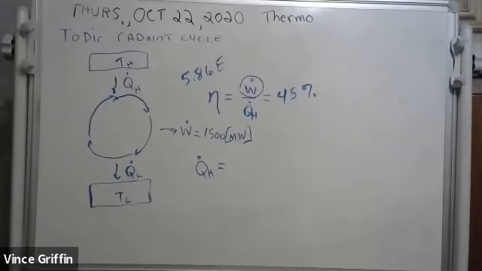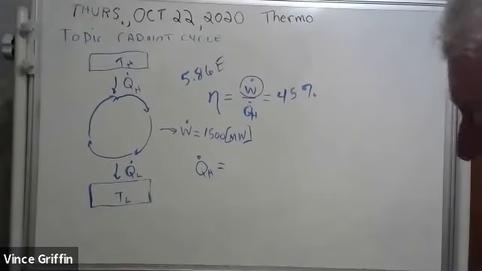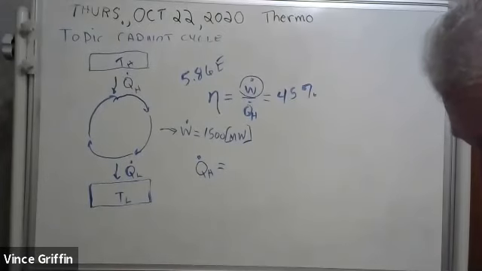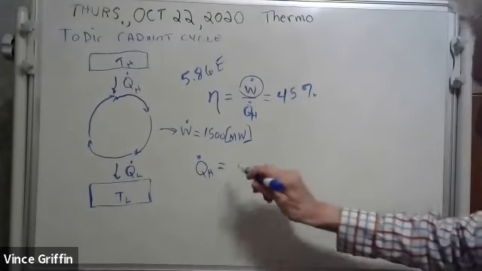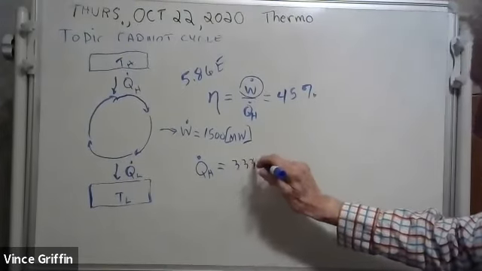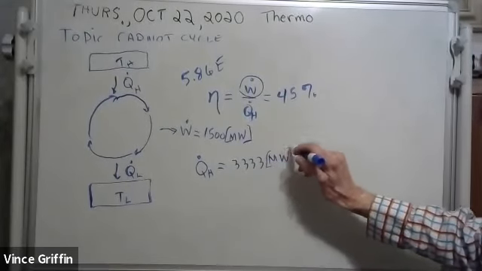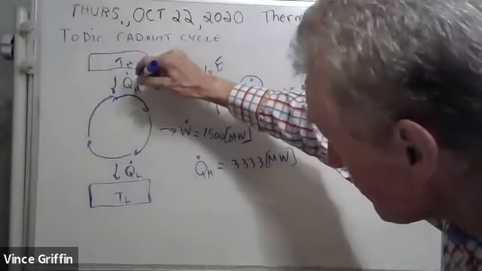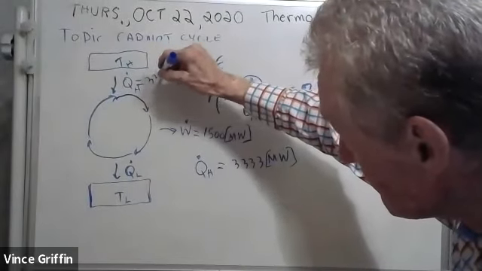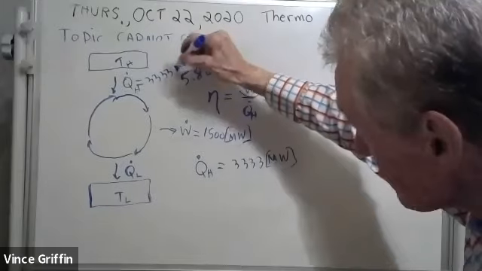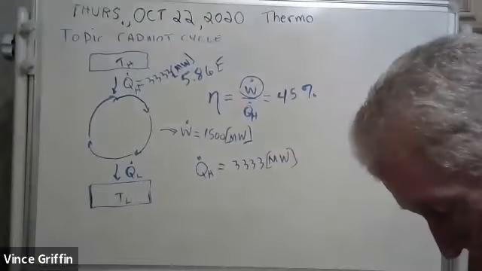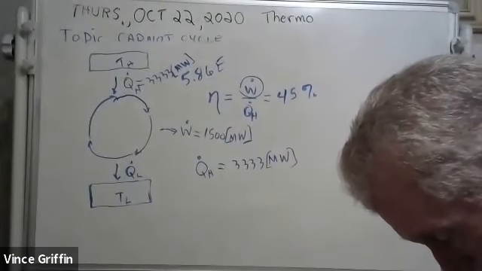And that's going to be 1,500 divided by 0.45. I'm getting 3,333 megawatts. And I bet Mohammed got that, didn't you, Mohammed? Yes, I did. Yeah, he got that. That's not his problem. Now we're going to answer his question.